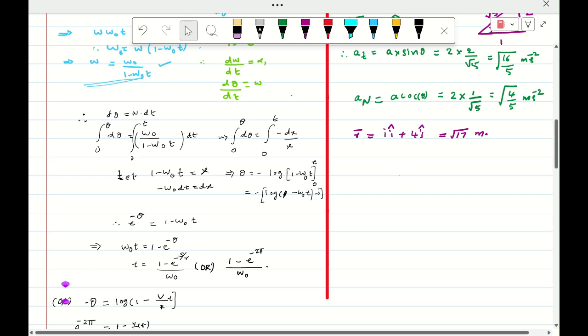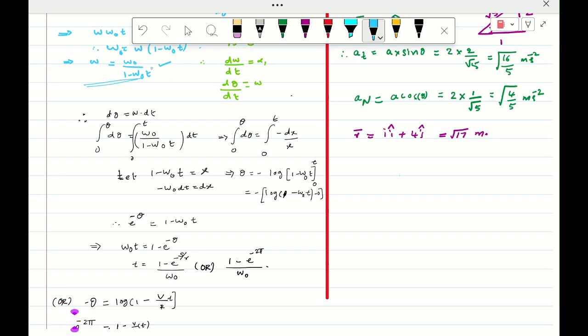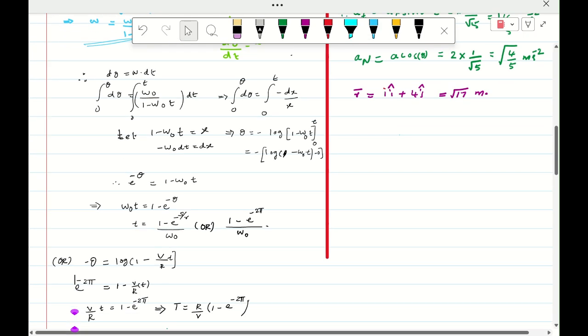Now see here, omega, I got angular velocity after t seconds from the given condition AN equal to AT. Then here omega equal to d theta by dt, means the angular velocity is equal to the rate of change in angular position or angular displacement. We studied this already. So from that integration, we will get, this is very important, e power minus theta is equal to 1 minus omega t.